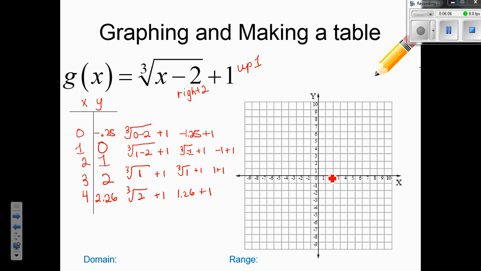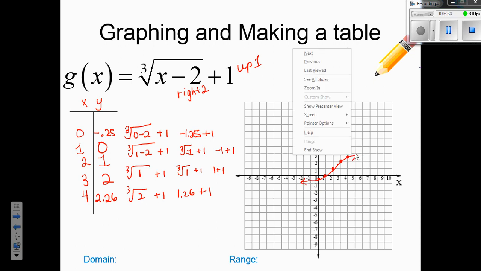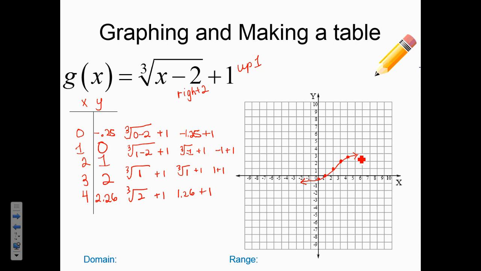So I'm going to graph these values. 0, roughly a quarter down, so negative 0.26; 1, 0; 2, 1; 3, 2; and 4, 2.26. And then I'm going to make kind of an S shape. I've got to make an S shape through these, or I don't have a cube root function.